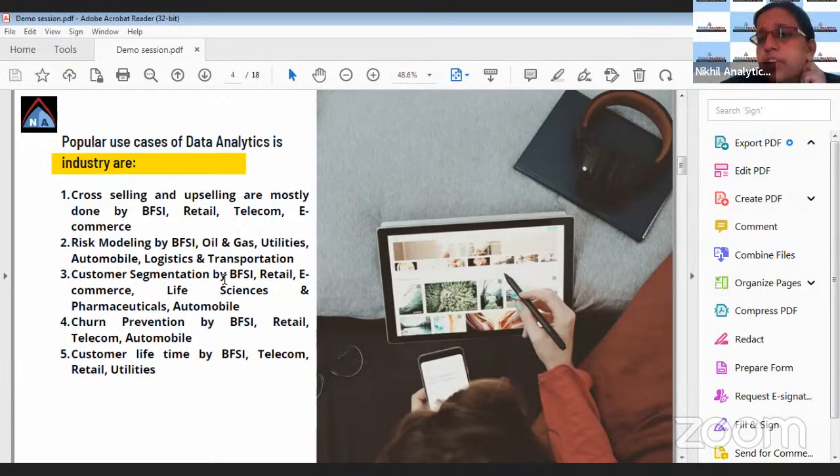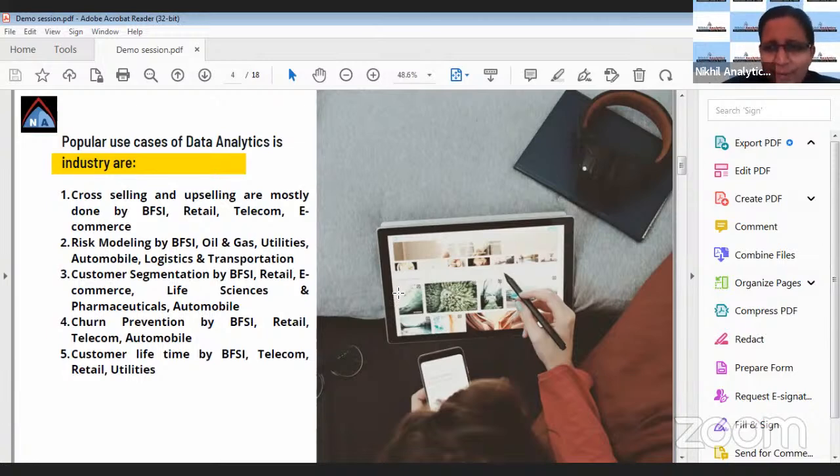Similarly, companies are interested in finding out customer lifetime value, like how long this customer is going to stay with us, and how much revenue can be realized. So these data analytics techniques are popularly used to multiply the revenue and to manage risk, and so forth.